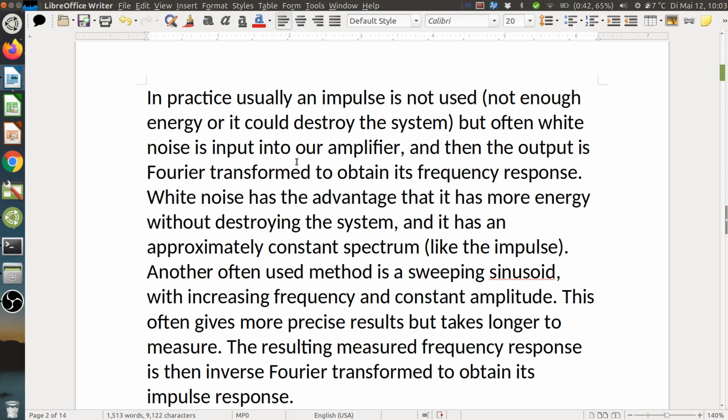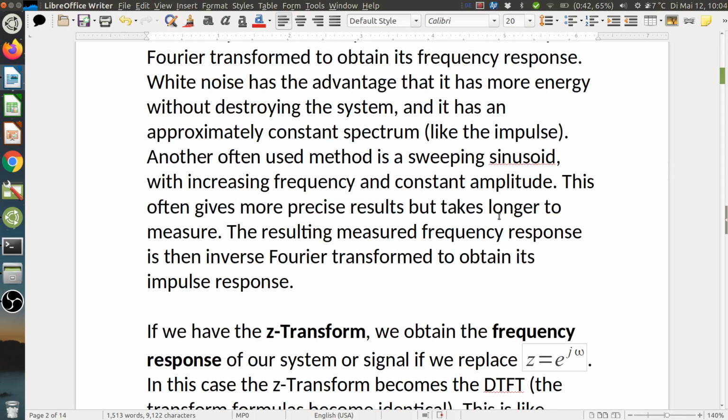So white noise again has a flat spectrum, right? Or at least on average it has a flat spectrum. But here the energy is distributed over time. So in this way we can put enough energy into our system without concentrating it in just a single pulse which might destroy our amplifier. Right, so white noise has the advantage that it has more energy without destroying the system, and it has an approximately constant spectrum like the pulse.